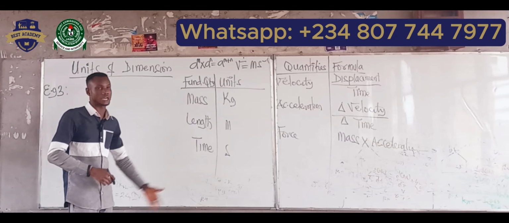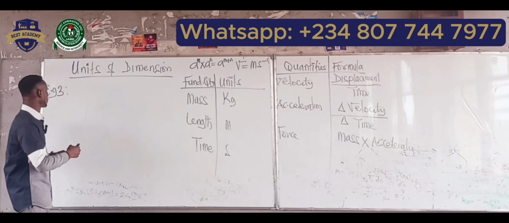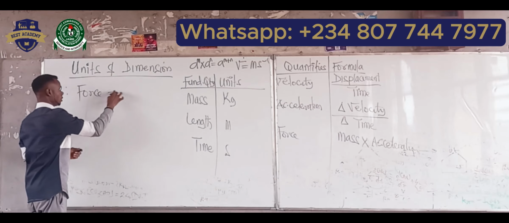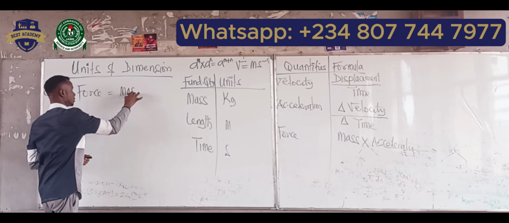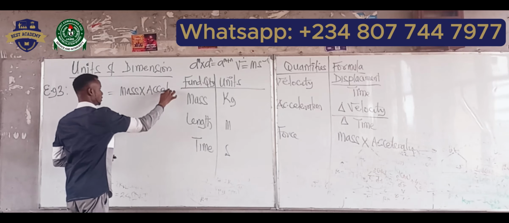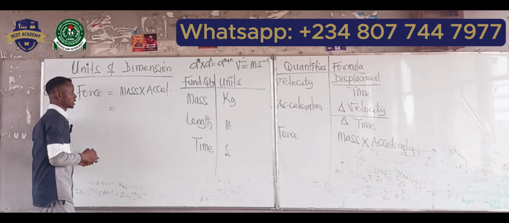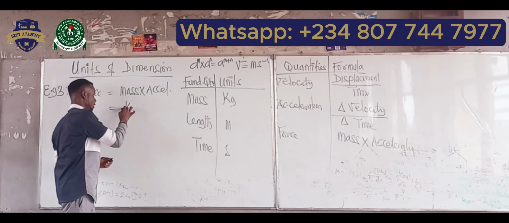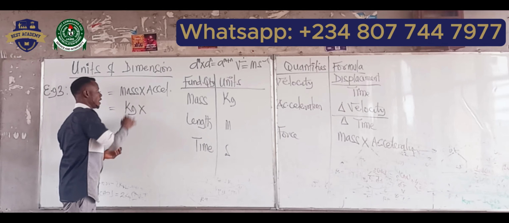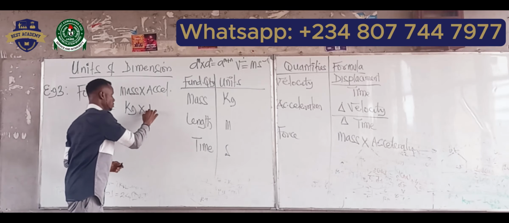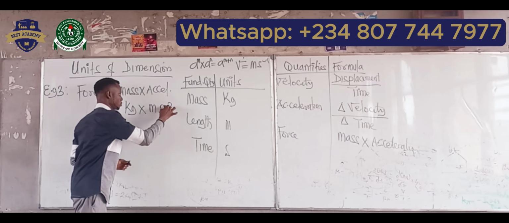So now, what's the formula for force? Force is said to be mass times acceleration. Please take note. So what is the unit of mass? Please take note of this, kg. Let's replace this times. We have solved for acceleration. What is the unit of acceleration here? Meter per second squared.